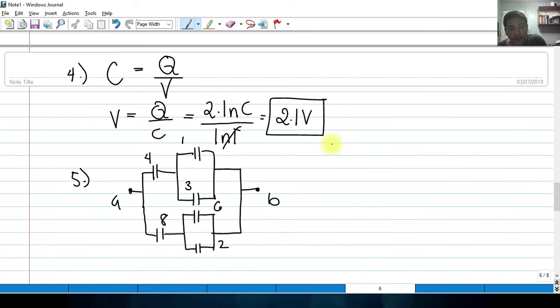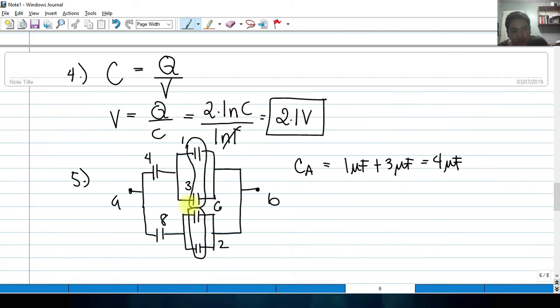Okay, so let's try to solve the total capacitance. First, we can get the combination of these two in parallel. Let's call that C sub A, and they are connected in parallel. So if that is connected in parallel, we simply add them, and that is equivalent to 4 microfarads.